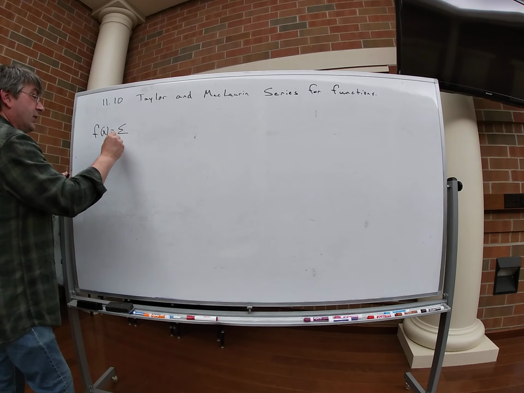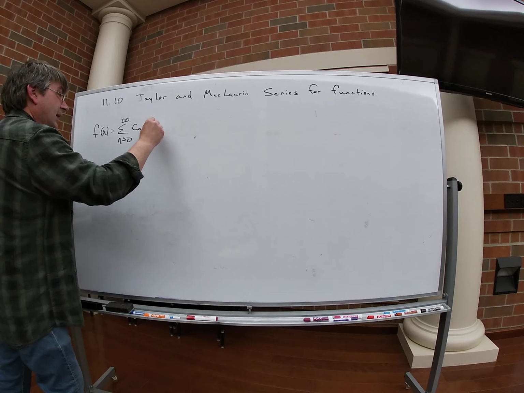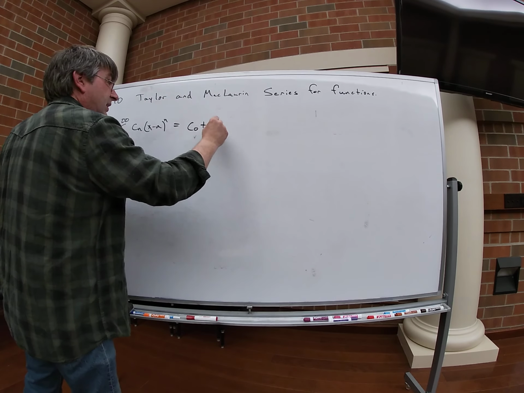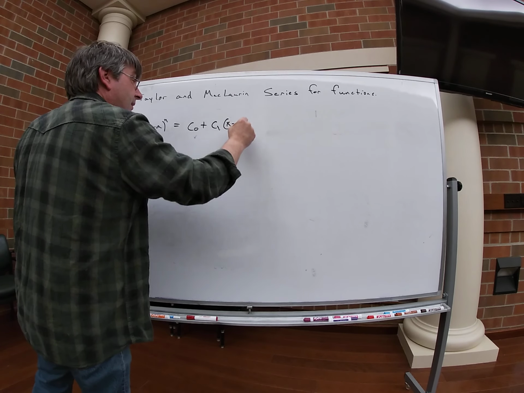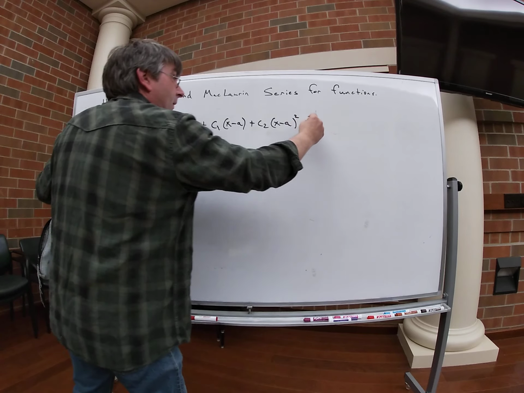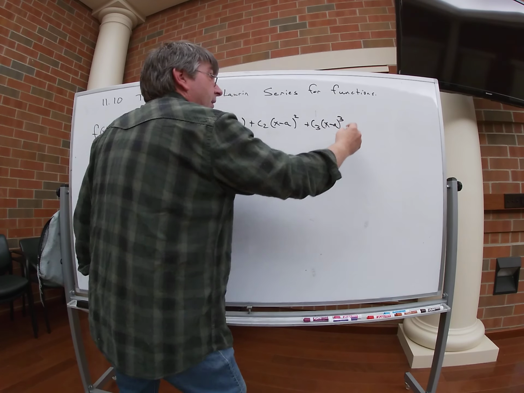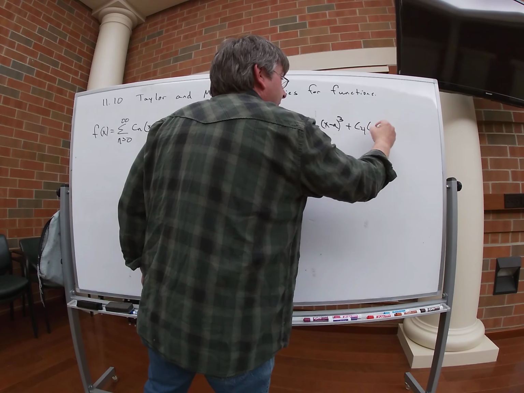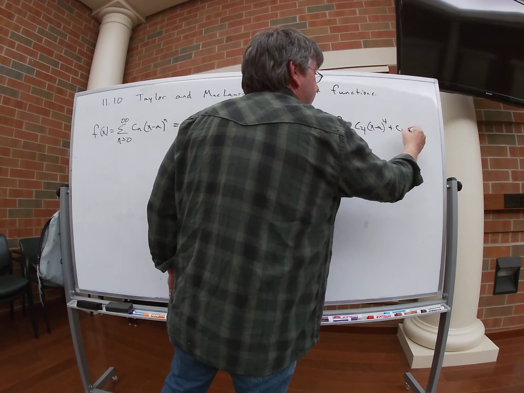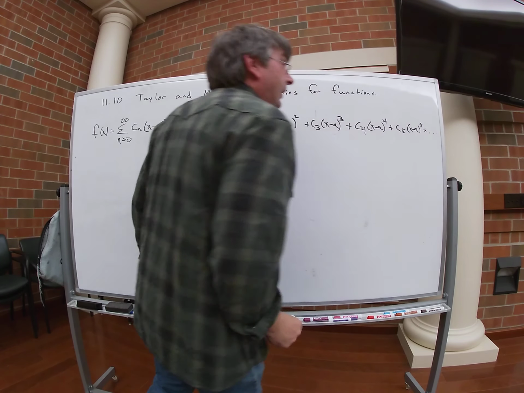So f of x is the sum, n equals 0 to infinity cn x minus a to the n, which is c0 plus c1 x minus a plus c2 x minus a squared plus c3 x minus a cubed. This is looking a little ridiculous, but I'm going to want these terms, as you'll see in a minute. c4 x minus a to the fourth plus c5 x minus a to the fifth, etc.